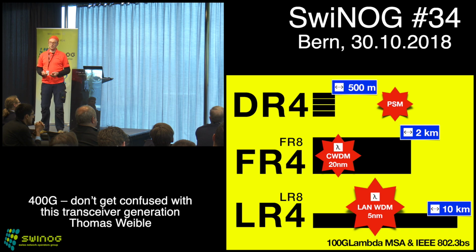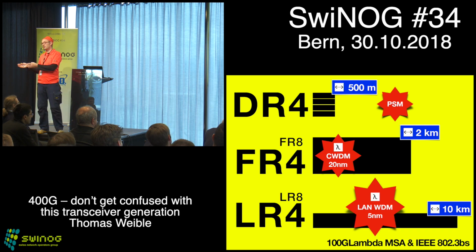So these lessons were learned by the IEEE, and also by the 100 gig lambda MSA working group. They said, we have to define not only the long reach 10 kilometers LR4, we also have to define FR4, which is basically the old CWDM4 running up to 2 kilometers of distance. The spacing from each laser to each other is a little bit wider than on the LAN WDM for LR4. So we now have 20 nanometer spacing, with the same wavelengths used as in 100 gigabit, starting at 1270, 1290, 1310, and 1330 nanometers.